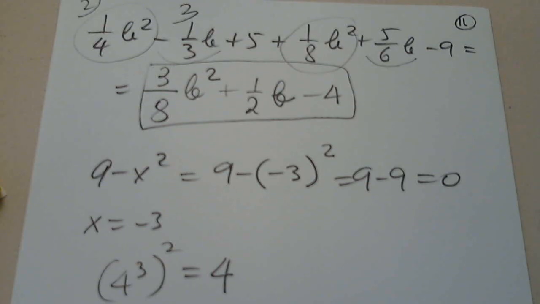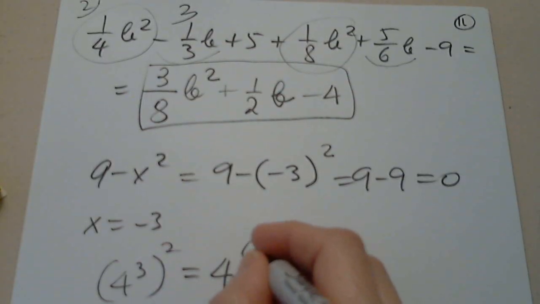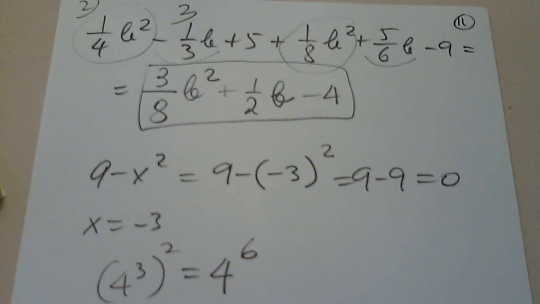Anybody would like to try this? Is it 3 times 2? Yes. Now, the problem may ask you to determine the answer. In other words, simplify. So 4 to the power of 6, and then hit enter. So it's 4096. Good.